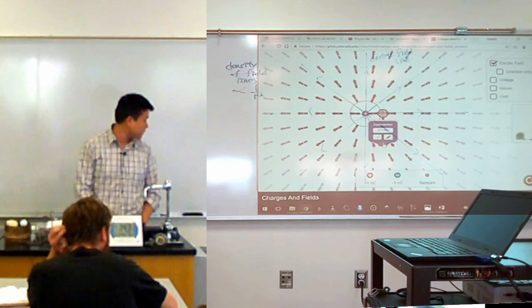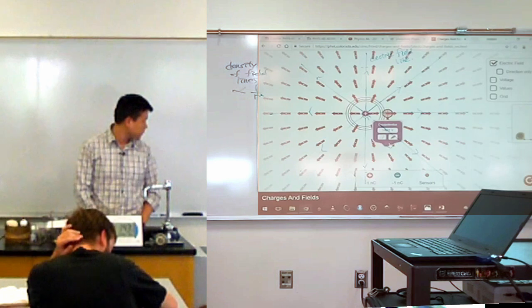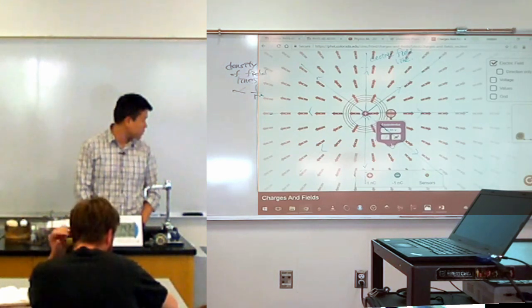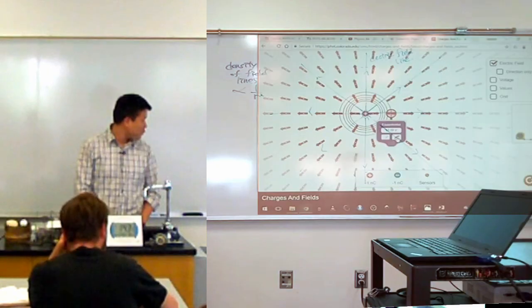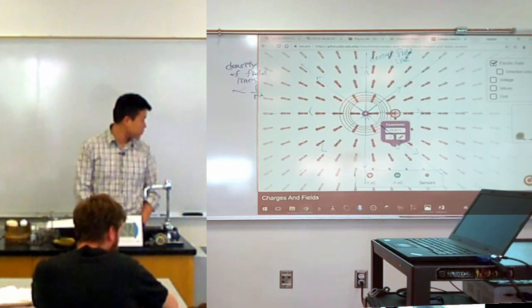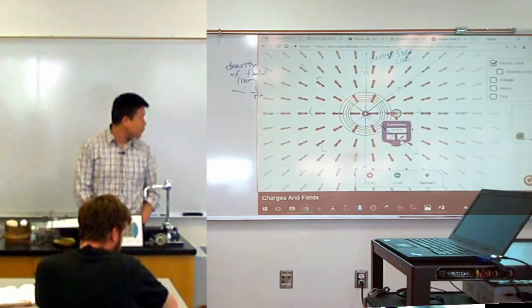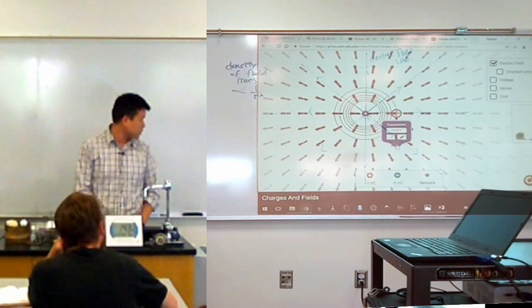So 18, 16, 14. And as I draw this, here are 2 questions I want you to think about. First, what do you think these circles represent? Second, if you wanted to use equipotentials to figure out electric field strength, how would you do it?